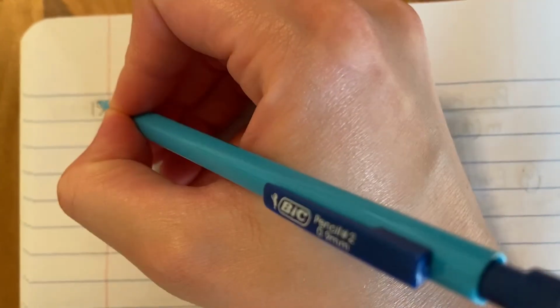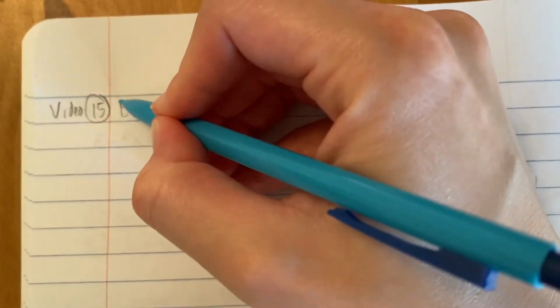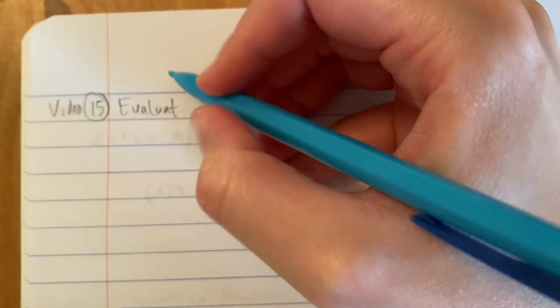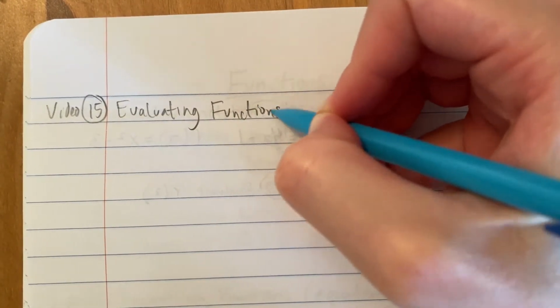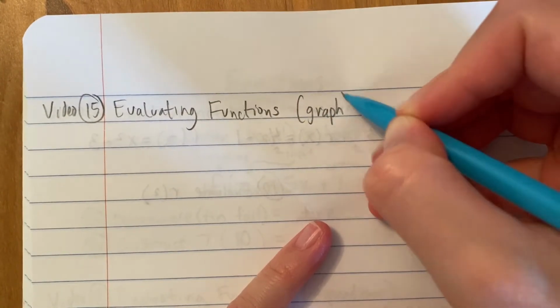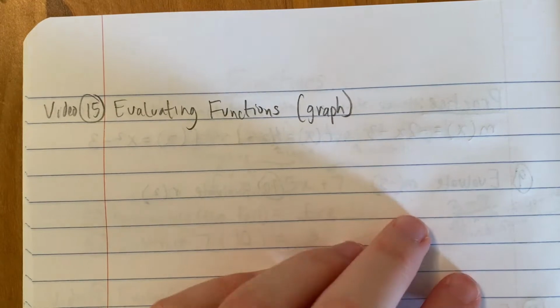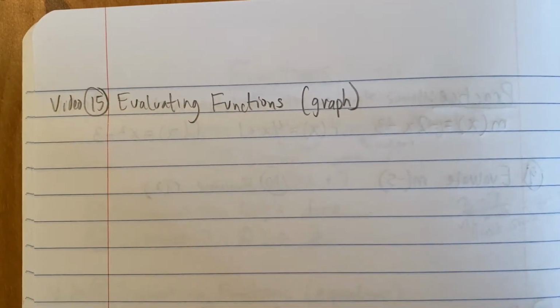Here we are in question 15. And we are now going to be continuing to evaluate functions. I want you to understand that what we're doing is the same as what we just did, but now we're going to do it on a graph. It's the same idea: we're going to be given a function, and we're going to have an input, and we're going to figure out what the output is. So it's the same process, right?